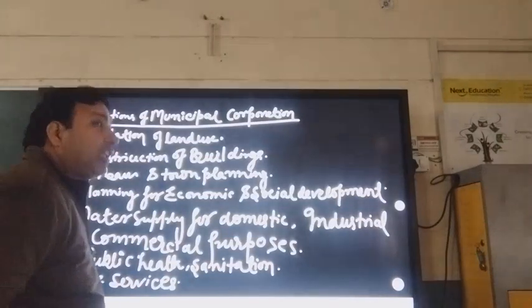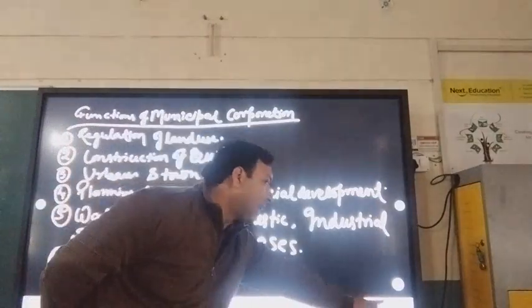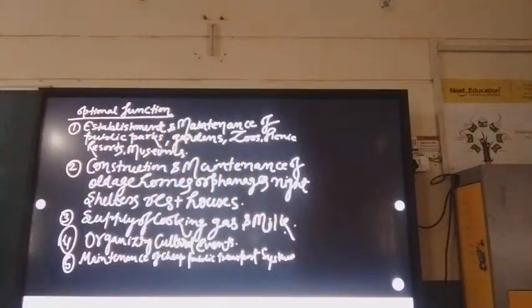And what are the optional functions of the municipal corporation? You have to write the optional functions in your copy also. So first write it here: optional functions of the municipal corporation. The first function is establishment and maintenance of public parks, gardens, zoos, picnic resorts and museums. These are the optional functions of the municipal corporation.